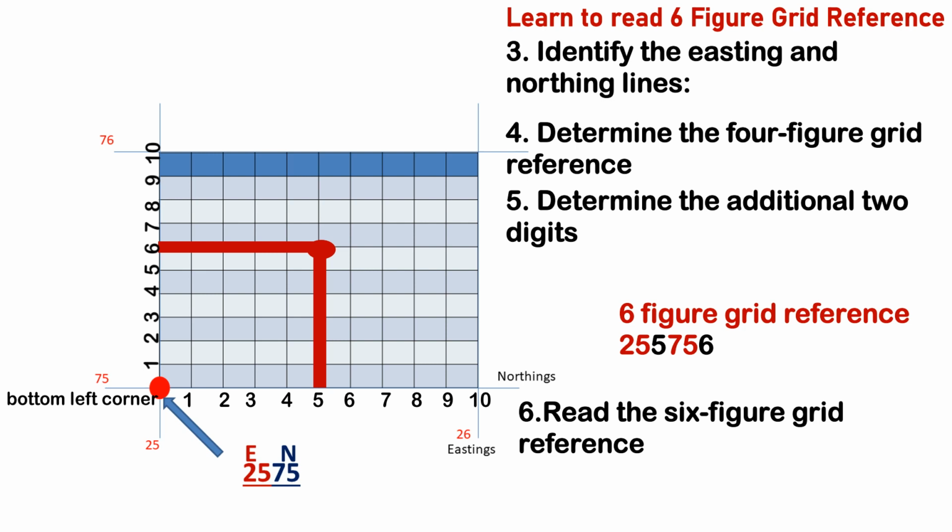6. Read the 6-figure grid reference. Combine the 4-figure grid reference from the bottom left corner with the additional 2 digits you calculated in the previous step. The first 4 digits remain the same, and the last 2 digits represent the estimated position within the grid square.